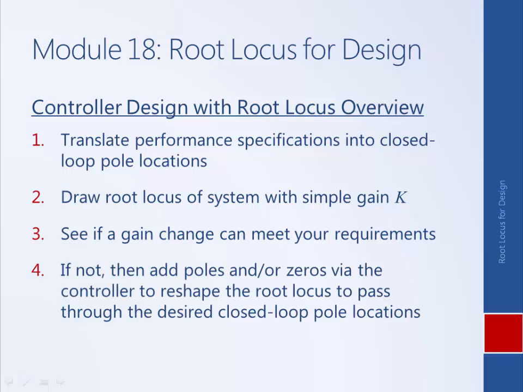If not, then we need to try a more complicated controller, and specifically a dynamic controller, where we will add poles and or zeros to change the shape of the root locus so that it will pass through the region where we need the closed loop poles to be located. This may not be entirely clear, but as we go through some examples, hopefully it will become more clear.